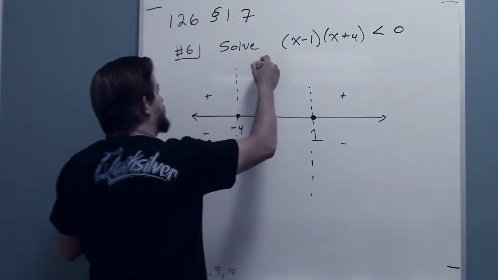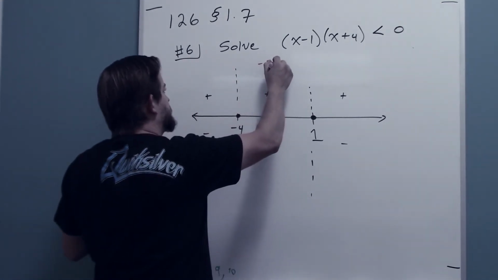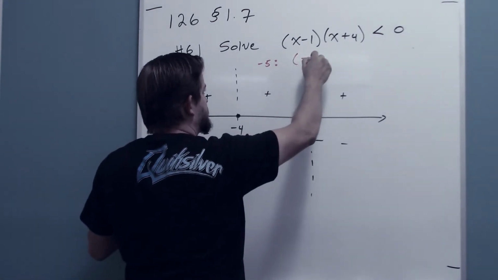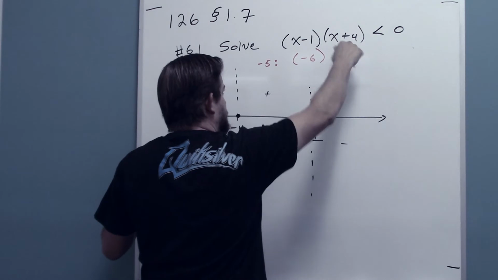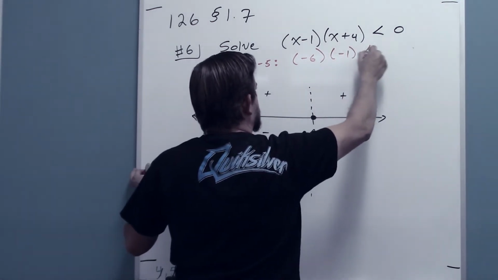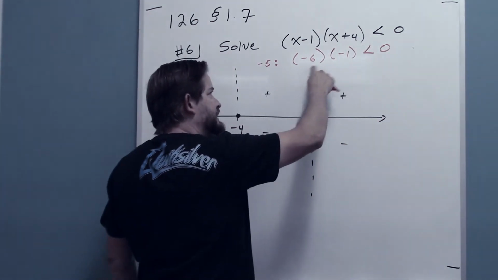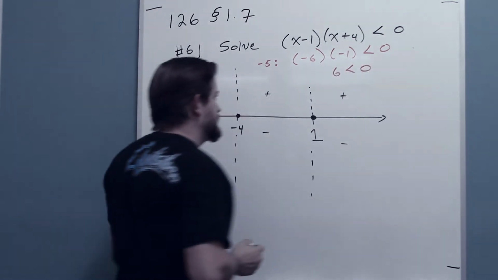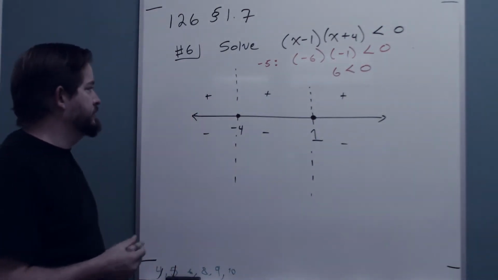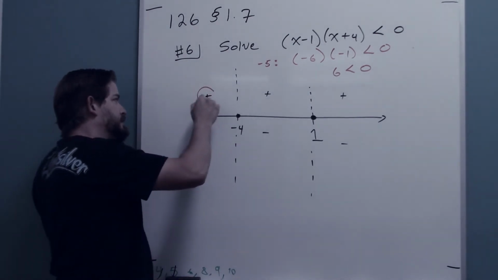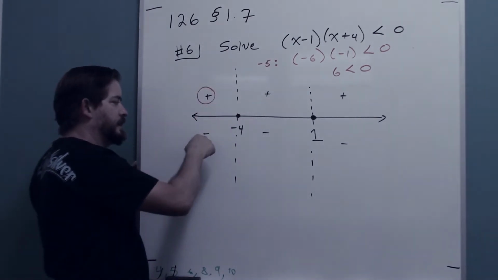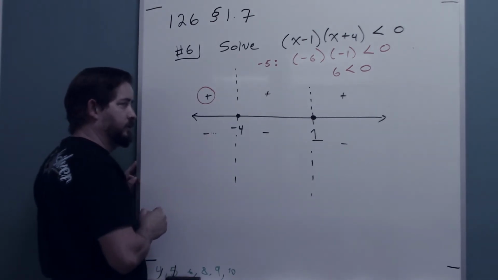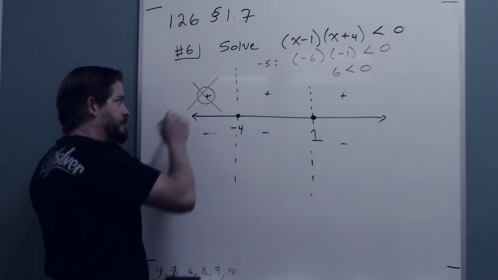So I'm going to plug in negative 5 and see what happens. Negative 5 minus 1 is negative 6. Negative 5 plus 4 is negative 1. Is that less than 0? Well, negative 6 times negative 1 is positive 6, which is not less than 0, right? It's positive, which does not solve it. It's not less than 0. We're looking for the places where it's less than 0, and that's not here. Right?